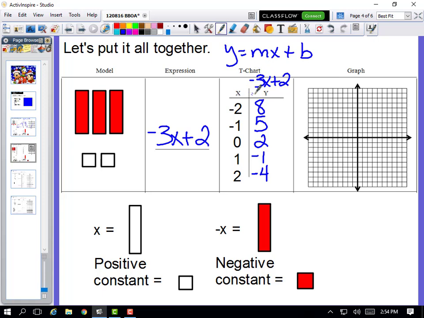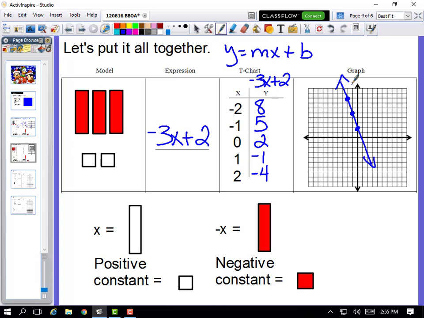Now since this slope is negative, that means that my graph will actually be going downhill instead of uphill. So here I've got a -2, which means left 2, up 8, which is right there. And then left 1, up 5. So 5 is right here. And then 0, 2, so that's right or left, none, up 2. So I've graphed my minimum of 3 points. So now I connect the dots and draw the arrows.